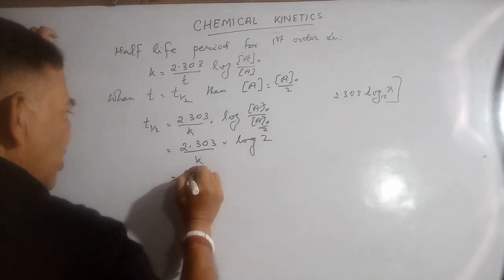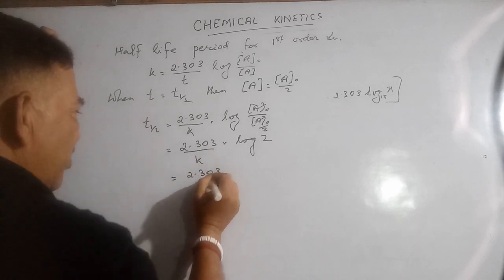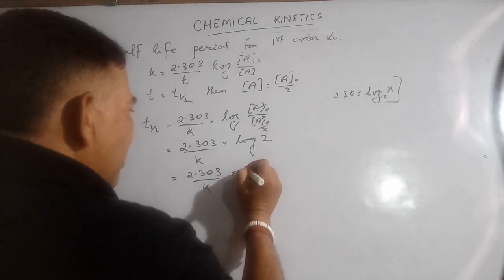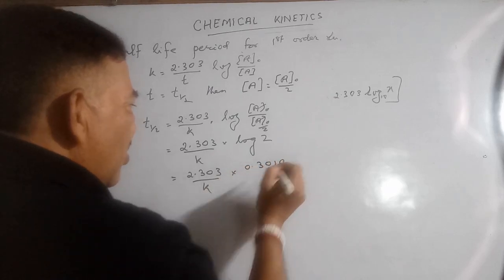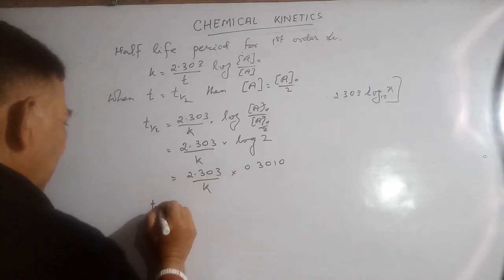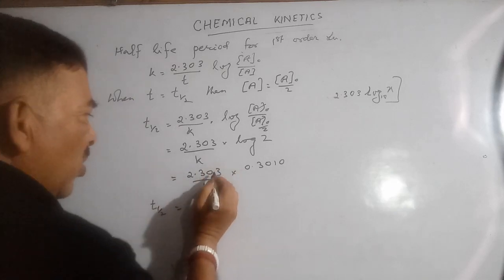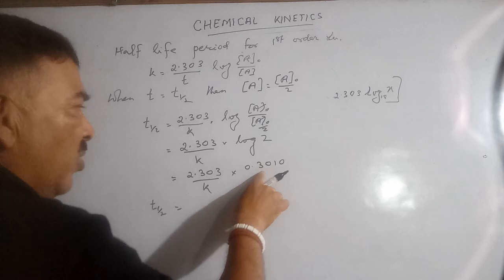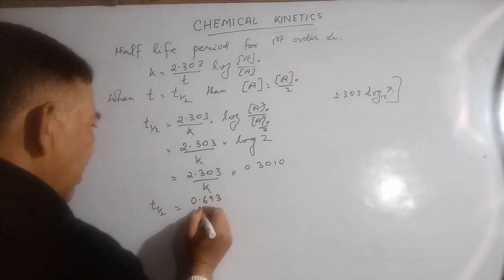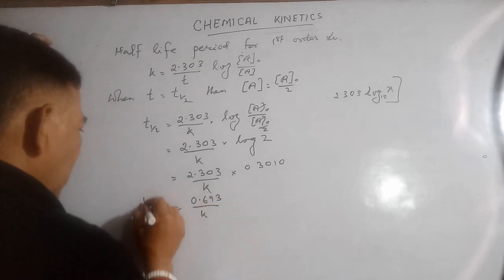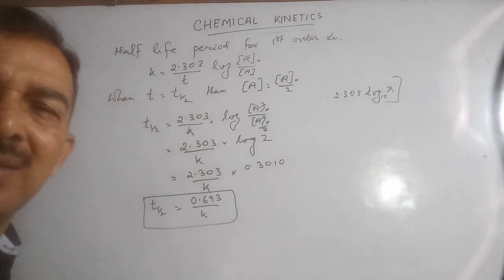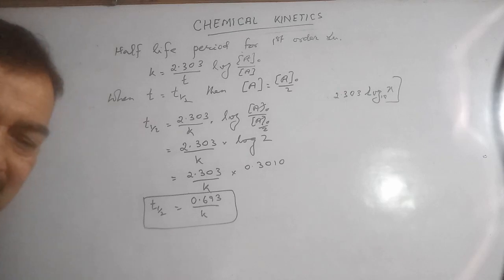Or this will be equal to 2.303 by k log 2, and the value of log 2 is 0.3010 from the log table. Now t half is equal to 2.303 into 0.3010, which will become 0.693 by k. So this is the equation for half-life period for first order reaction.